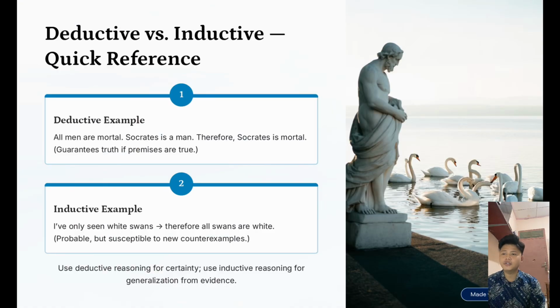And deductive versus inductive: quick reference. Deductive example: all men are mortal. Socrates is a man. Therefore, Socrates is mortal. Guarantees truth if the premises are true. Inductive example: I have only seen white swans, therefore all swans are white. Probable but susceptible to new counterexamples.